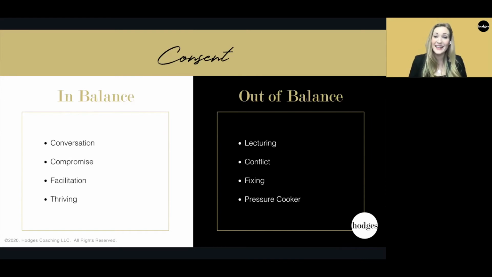But when consent is in balance, there's more conversation, because there's more questions and then listening to the questions. There's back and forth, and that provides a great framework for compromise. So people can compromise with each other and say, well, I can't do that, but I can do this. Or what are some other ideas that you have? Because I'm not comfortable going there, but I'm comfortable with this.